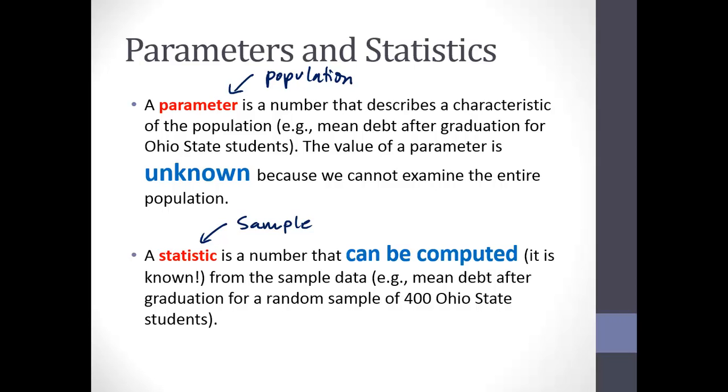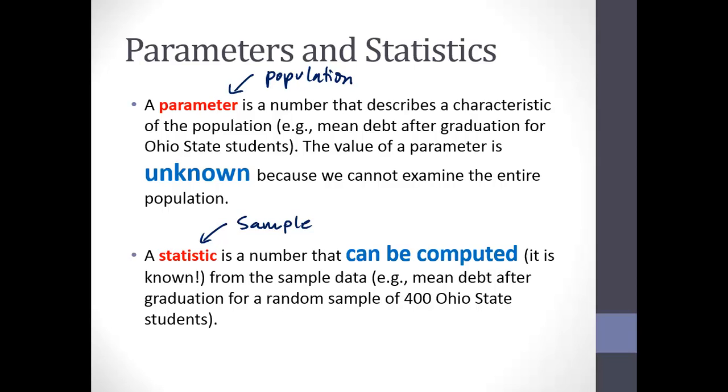And so a parameter is, here the definition is, a number that describes a characteristic of the population. So for example, maybe that's the mean debt after graduation for Ohio State students. So again, whatever my population is, if it's all Ohio State students, some characteristic of that is what I mean by a parameter. And then the exact value of that parameter is in general going to be unknown, because we're not talking to the entire population saying what is your debt after you graduate from college, all of these things. So we're saying that number is unknown in theory.